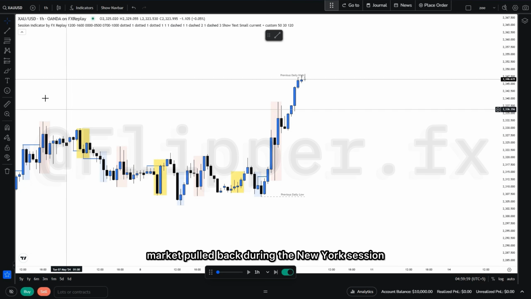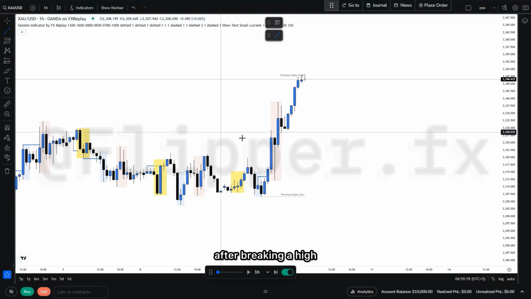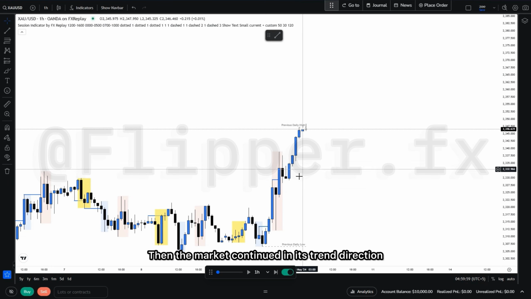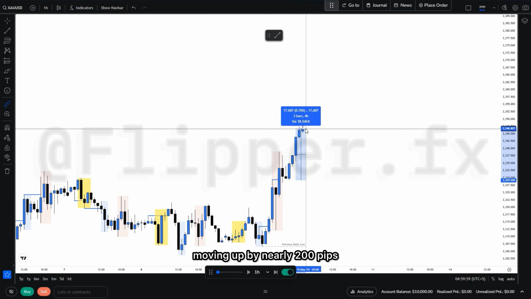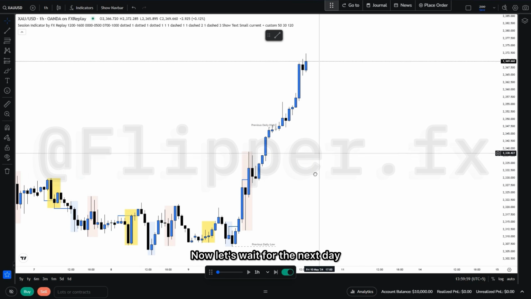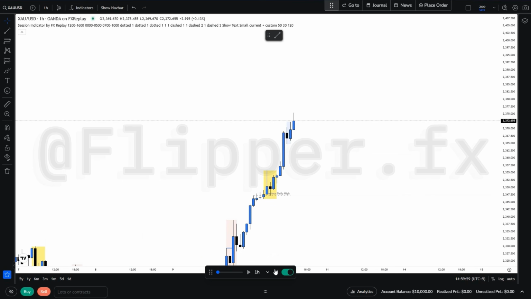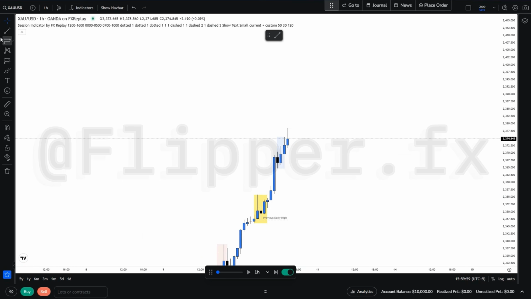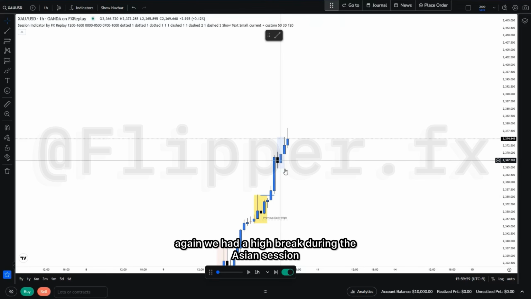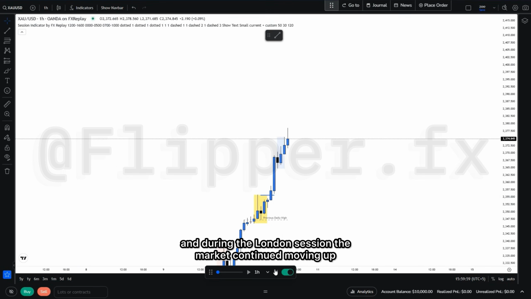The market pulled back during the New York session after breaking a high, which is a logical move. Then the market continued in its trend direction, moving up by nearly 200 pips. Now let's wait for the next day. On the following day, again we had a high break during the Asian session. Bias remained bullish, and during the London session the market continued moving up.